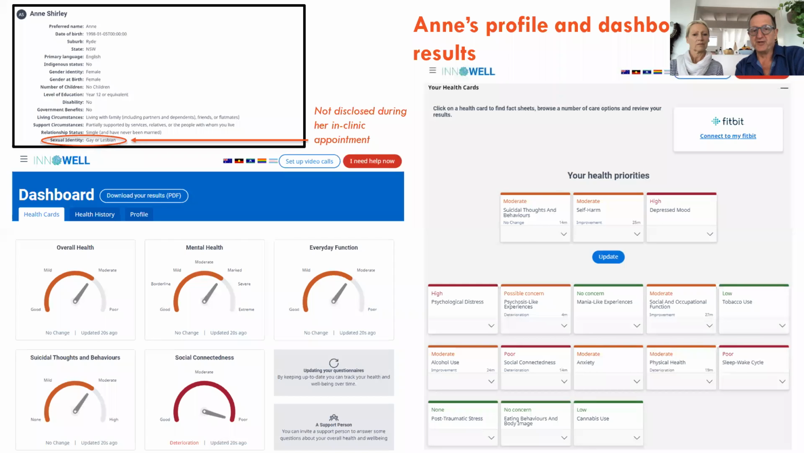You can see in terms of her dashboard, a whole lot more red, and certainly the decline in social connectedness, the emergence of suicidal thoughts and behaviours being a concern, the issues of risk being a concern. She has started self-harming in this particular context, impacts on her daily function and on her overall health. In terms of her health priorities, clearly the suicidal thoughts and behaviours and self-harm are very prominent, along with increasingly depressed mood.